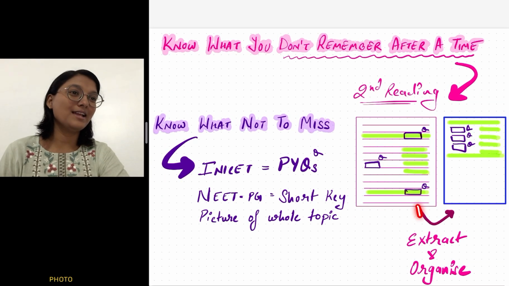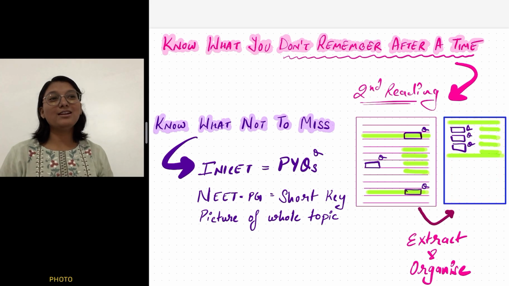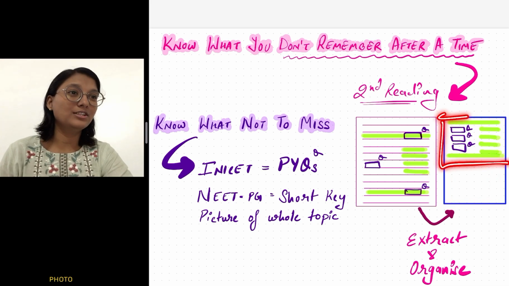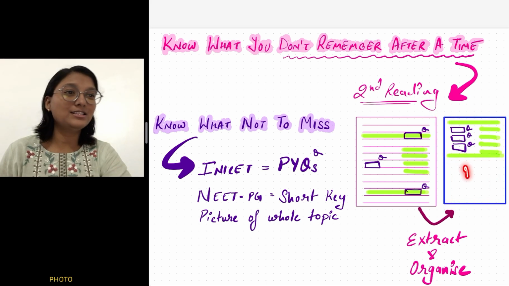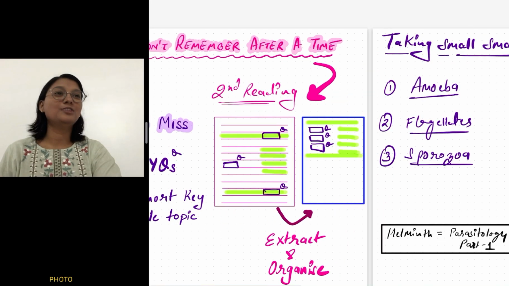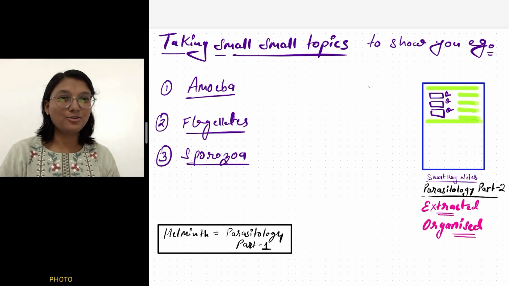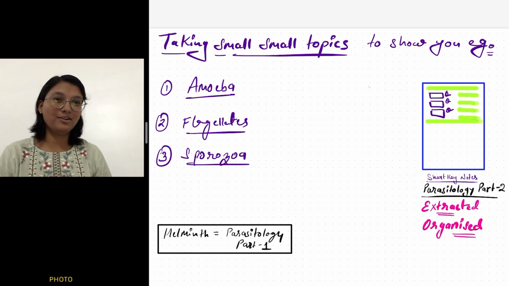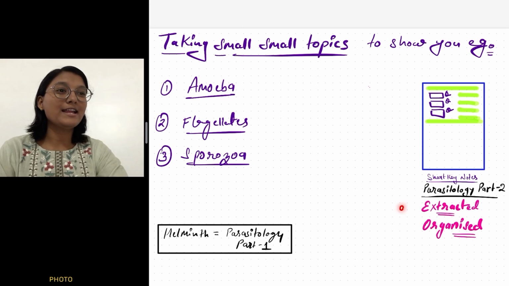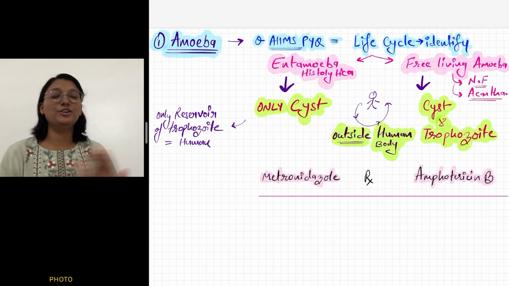Now if I extract this content and organize it into a separate page, then I will get a whole picture of this topic in short form, and this is actually needed for NEETPG, the short key picture of the whole topic. So I am going to show you my short key picture of parasitology part 2. Part 1, helminthology, I have covered already in the previous video. So I have extracted and organized my notes of amoeba, flagellates and sporozoa during my preparation.